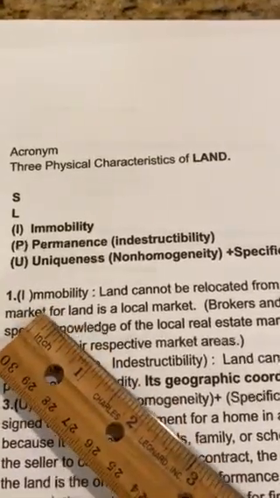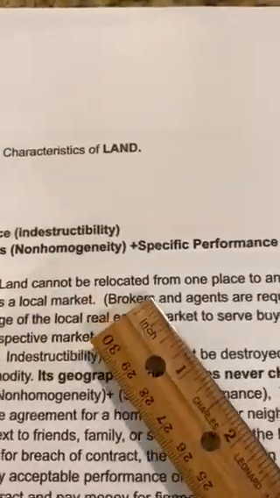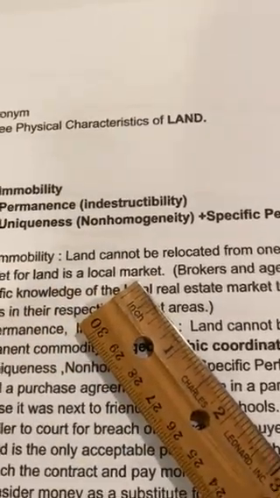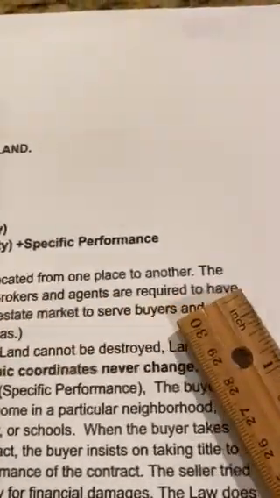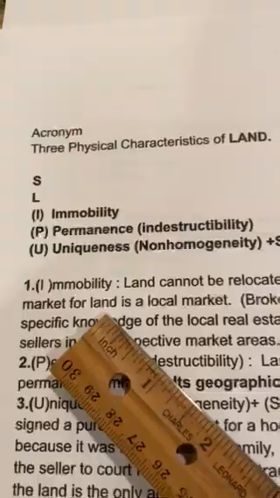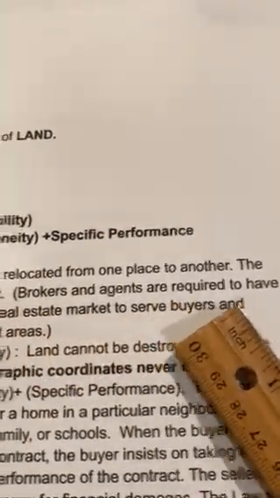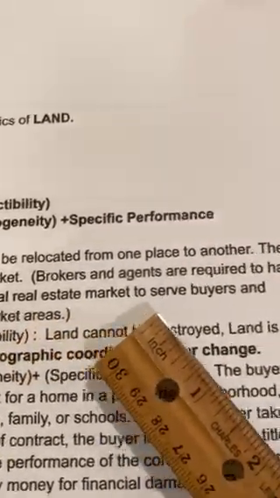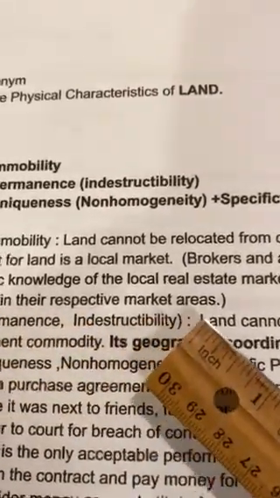Now, number 1, what does immobility mean? Land cannot be relocated from one place to another. The market for land is a local market, and that's another question you will be asked. What kind of market is real estate? The land is a local market. Brokers and agents are required to have specific knowledge of the local real estate market to serve buyers and sellers in their respective market areas.